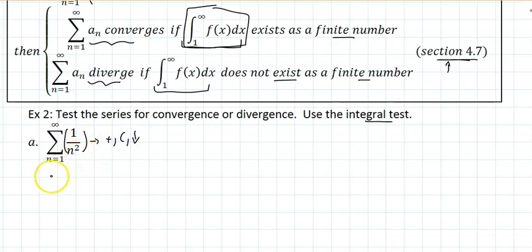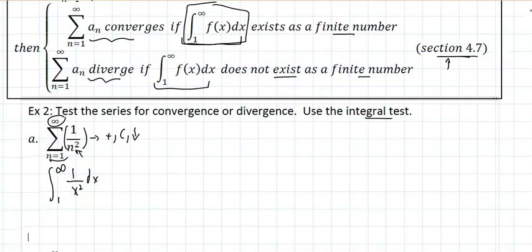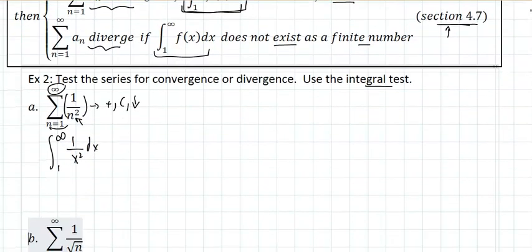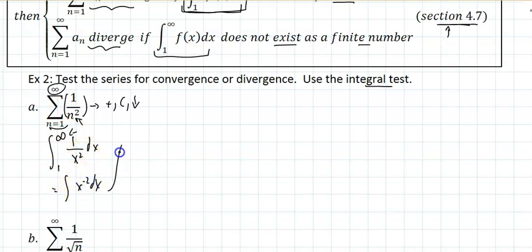What you have to do is integrate from 1 to infinity, so f of x is 1 over x squared dx. If this integral exists as a finite number, this series converges. If it doesn't, it diverges. Well, we know what this is. This is how I play around with infinity in there: I ignore it until the last step. This is x to the negative 2 dx.